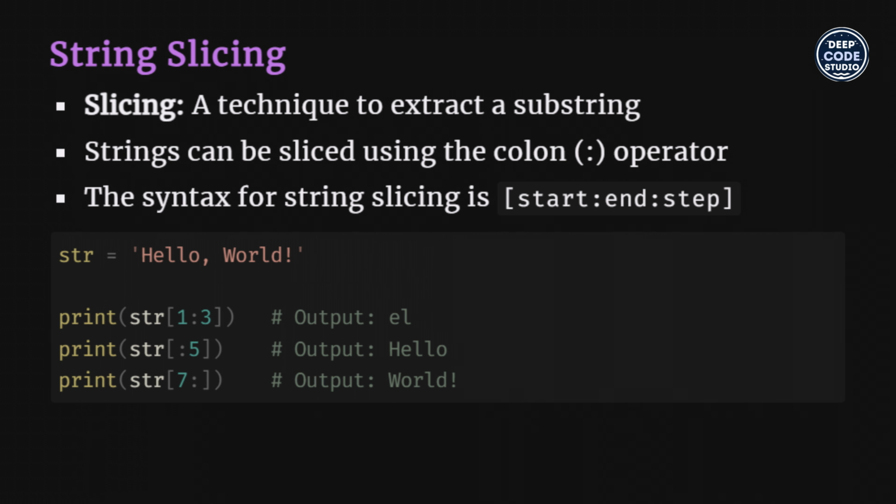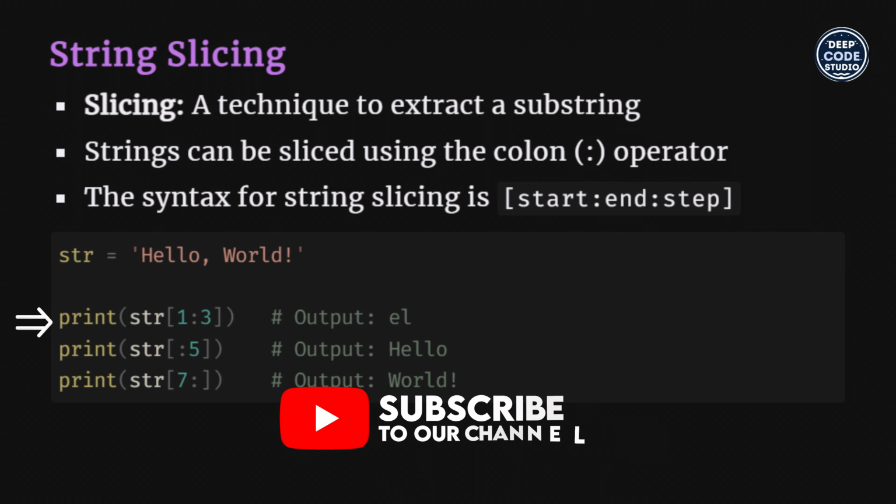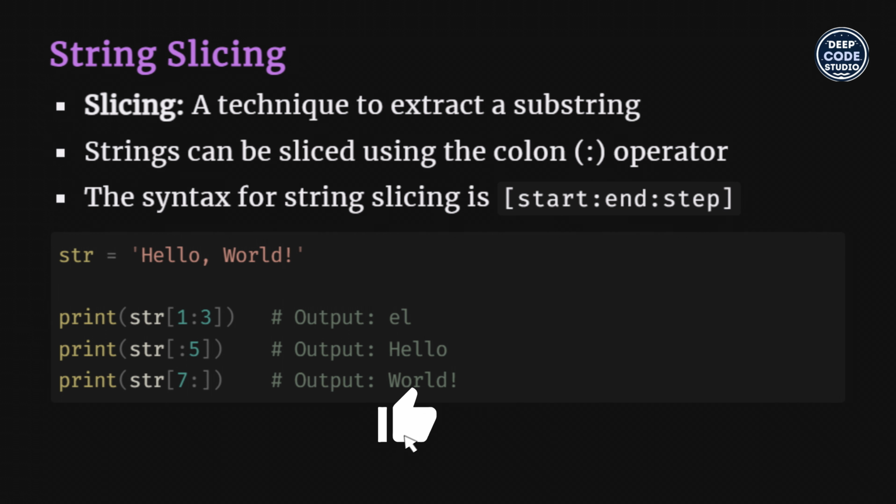Let us say we have a string "hello world". I want to slice from the first character till the third character. Then I can specify str and then square brackets 1 colon 3. 1 means the first position, 3 means the ending position. So in this example, it will print "el". But remember, it will not print the third index. It will print till the third index.